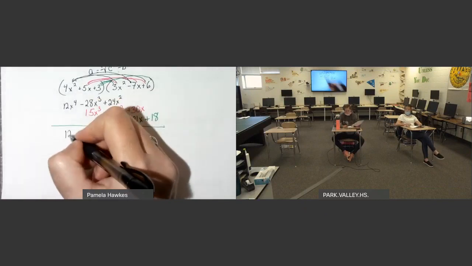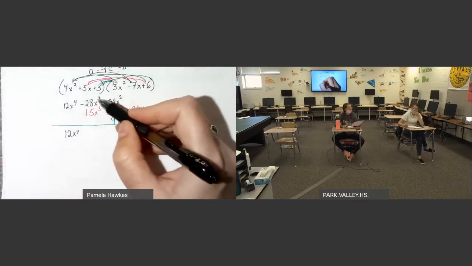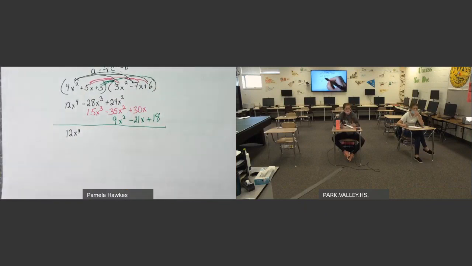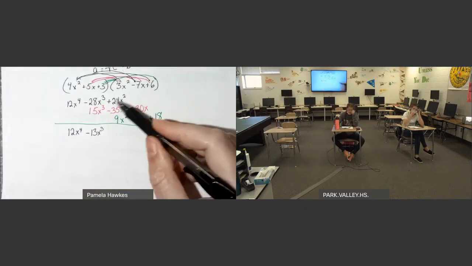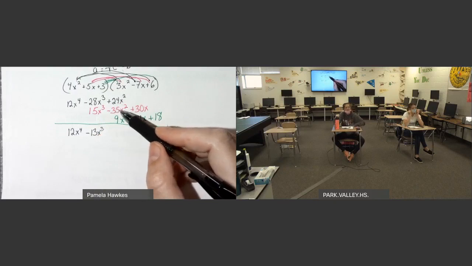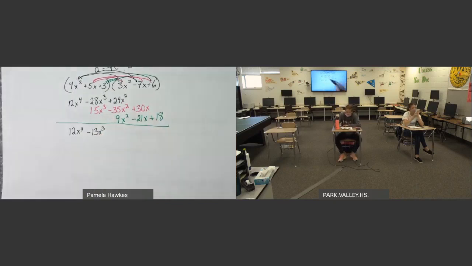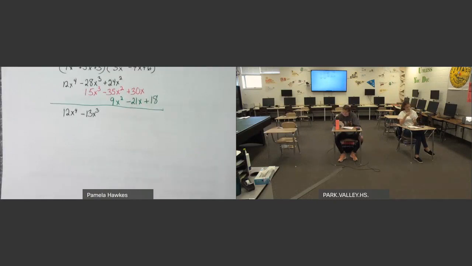This one comes straight down, 12x to the fourth. Negative 28 and positive 15. Negative 13, I heard it. Very good. x cubed. Positive 24, negative 35, and positive 9. What do you think? Close. You're really close. It's negative 2. Good.